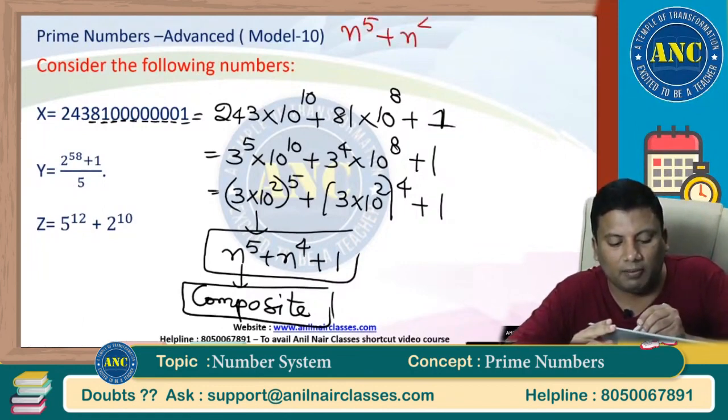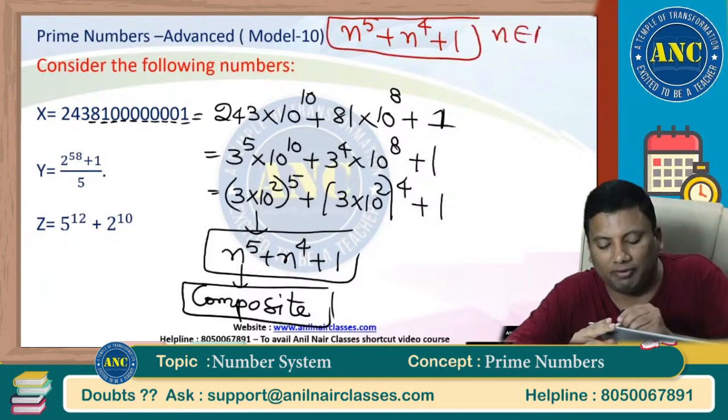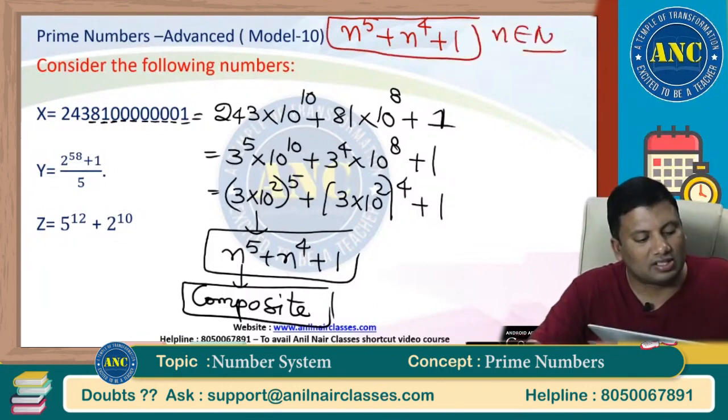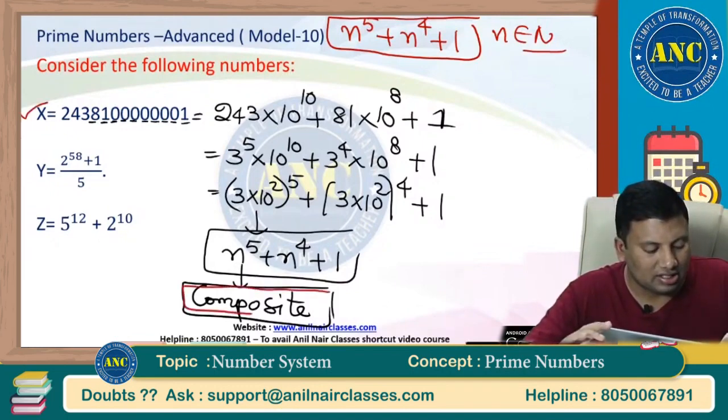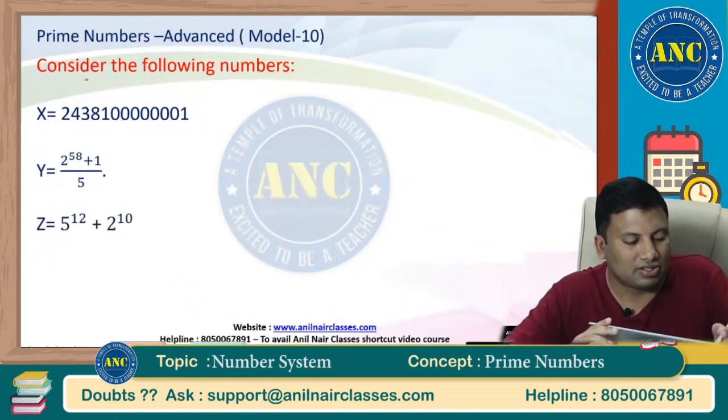Any natural number of the form n power 5 plus n power 4 plus 1 is always a composite number. So the answer for this question is composite. So the first one we got is composite.